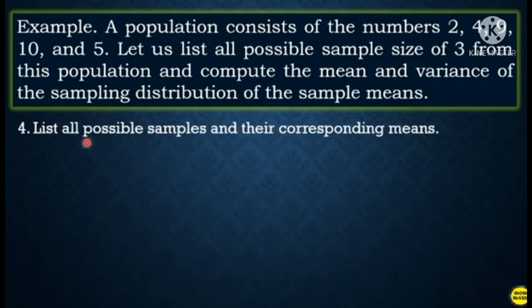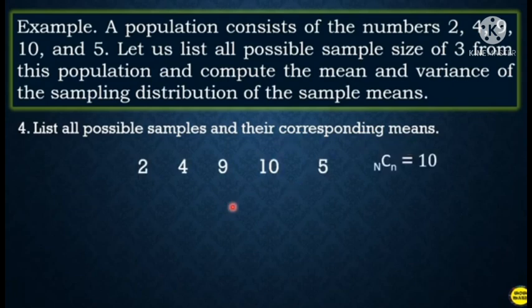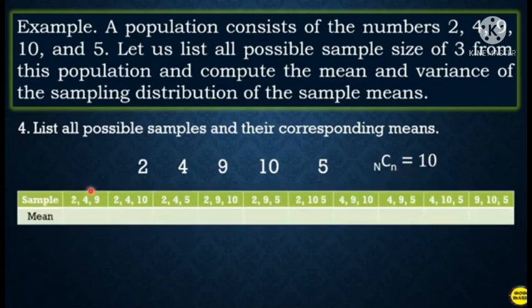Step number 4 is to list all the possible samples and their corresponding means. From the 5 given data, meron tayong 10 samples of size 3 na makukuha. And that is 2, 4, 9; 2, 4, 10; 2, 4, 5; 2, 9, 10; 2, 9, 5; 2, 10, 5; 4, 9, 10; 4, 9, 5; 4, 10, 5; and 9, 10, 5.